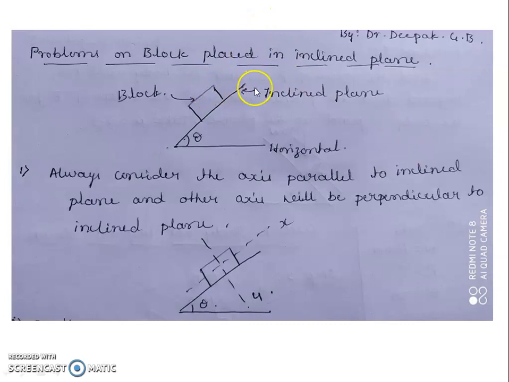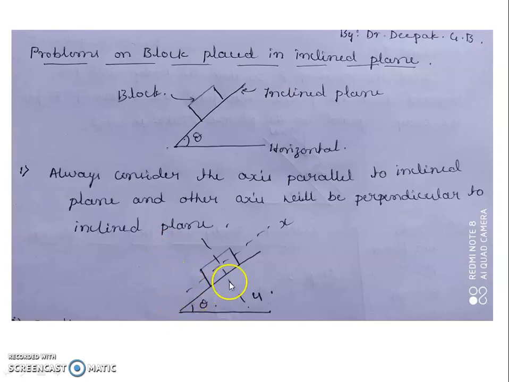Here in this figure, the block is placed on an inclined plane, which is making an angle theta with the horizontal. You can see from this figure. First point we have to consider: always consider one axis parallel to the inclined plane and the other axis perpendicular to the inclined plane.